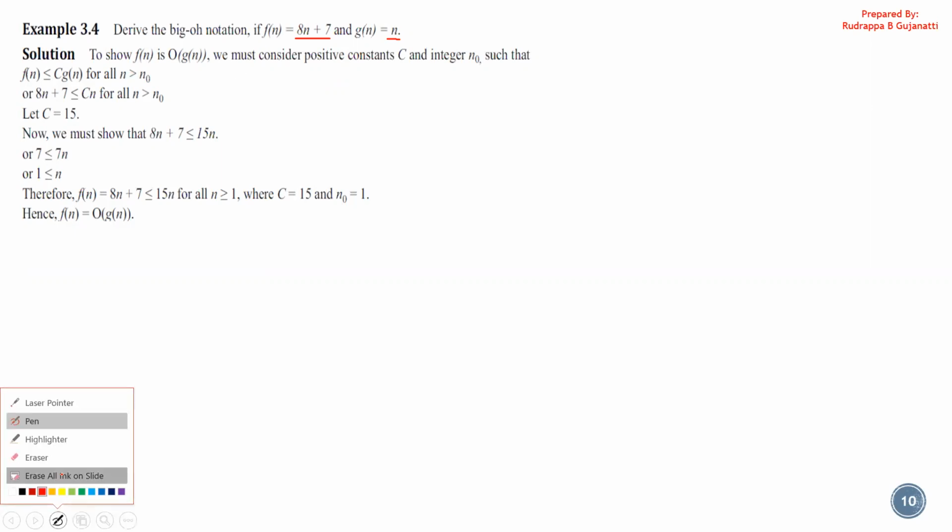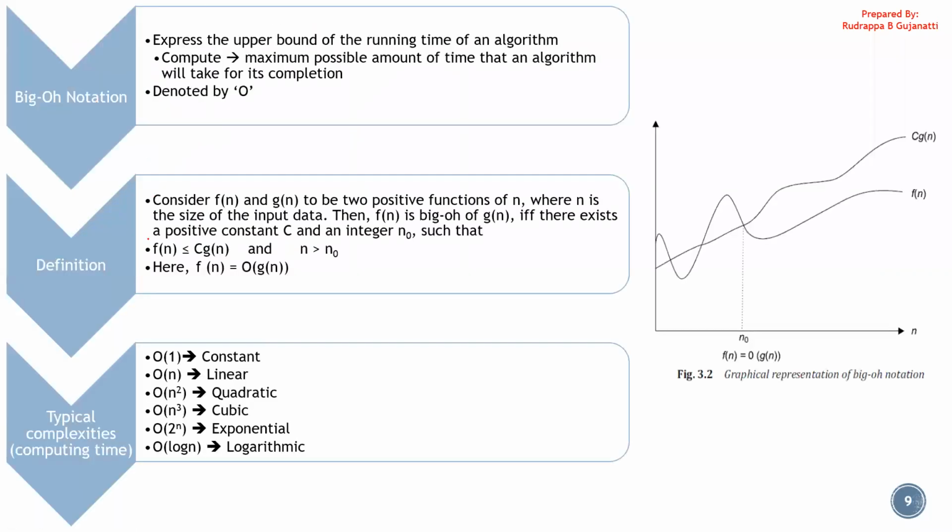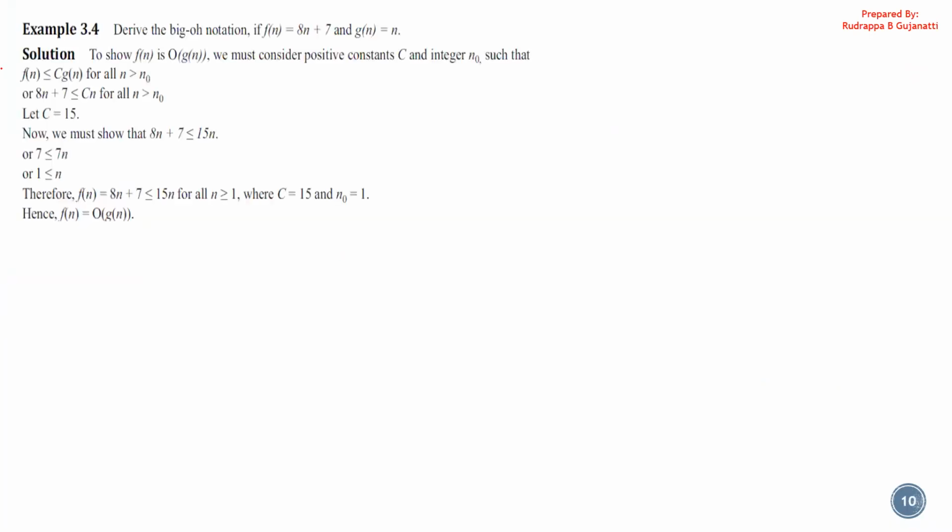So here, as per the condition, what is BigOh notation? BigOh notation should satisfy this condition. That is, f of n should be less than or equal to c into g of n, where n is greater than n naught. So for all these values, it should satisfy this condition. That is what I need to check. I need to identify the value of n naught, if it exists, for which this condition is satisfied.